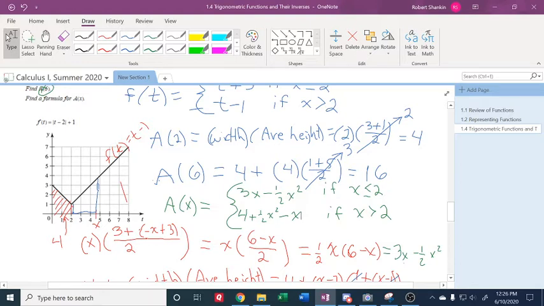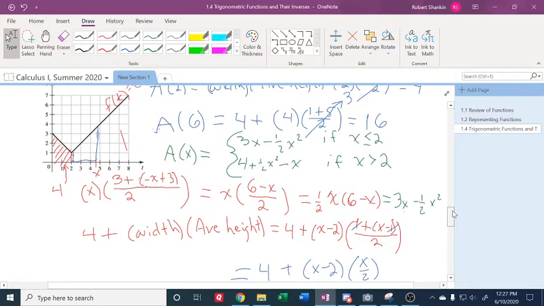6 squared is 36. Half of 36 is 18. 18 plus 4 is 22. 22 minus 6 is 16. It totally agrees. That gives me a lot more confidence that I have the right answer.